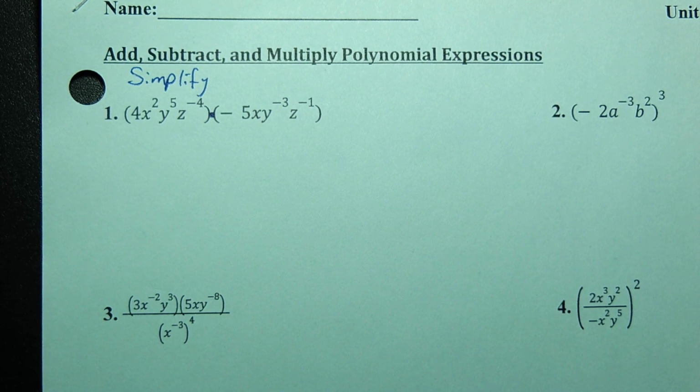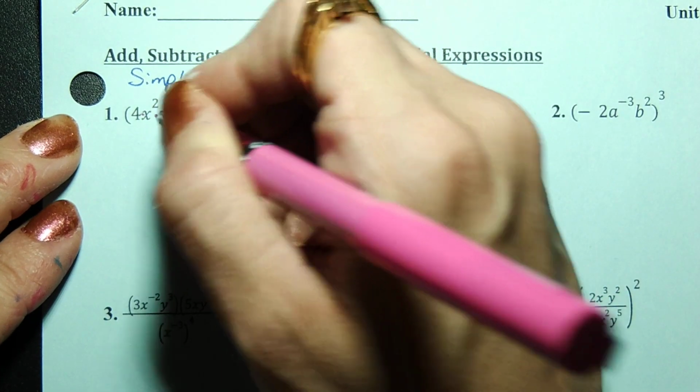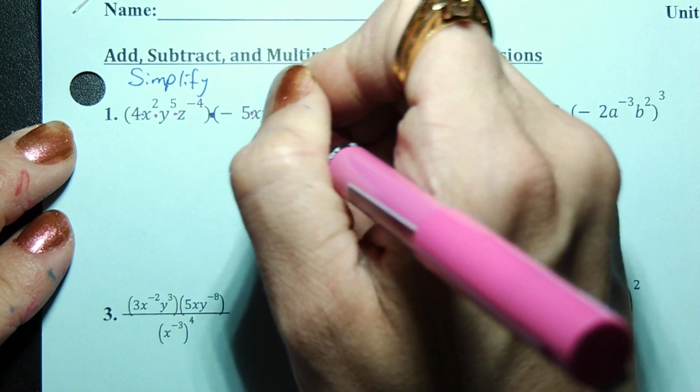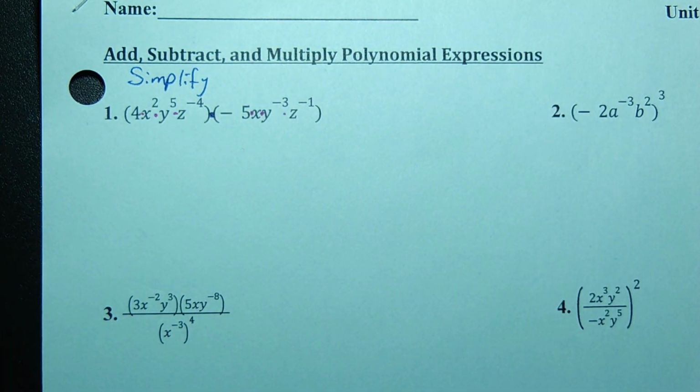Nope, not what you said. It's not foiling or distributing at all. But why? Because there's no adding or subtracting here. All of these terms are joined by multiplication. So I don't have to pass out anything to anybody. We can just kind of multiply our like terms together.